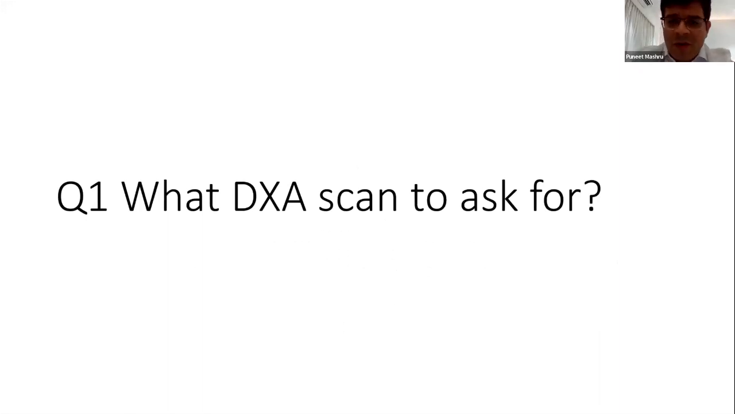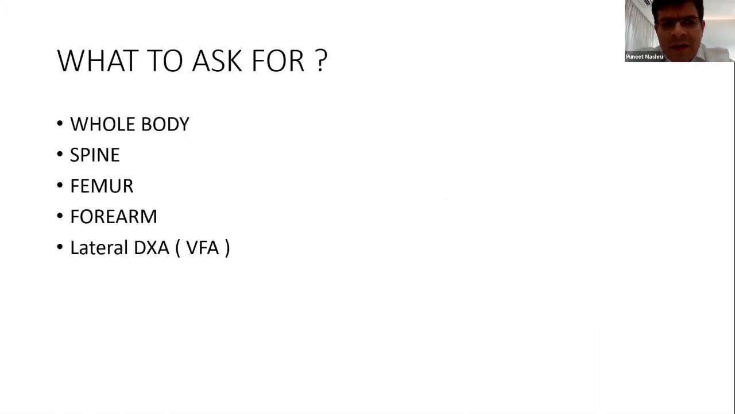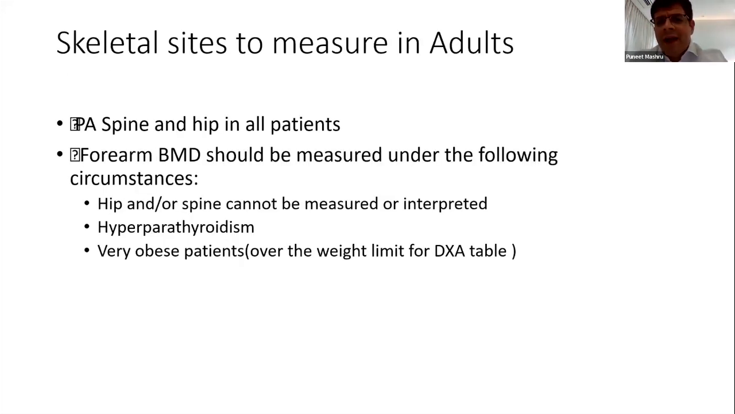Yes, thank you so much for the opportunity. So when we ask for a DXA scan, we have different options. We have whole body, spine, femur, forearm, and lateral DXA, that's a vertebral fracture assessment. In adults, we should be asking for spine and hip in all our patients. Forearm should be measured if the hip or the spine cannot be measured or interpreted, or the patient has a condition like hyperparathyroidism, or the patient is very obese, above the weight limit for a DXA table.